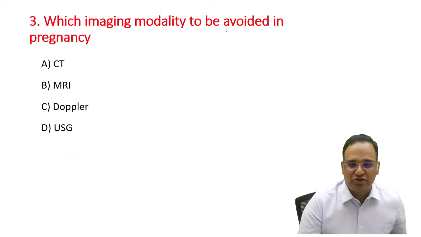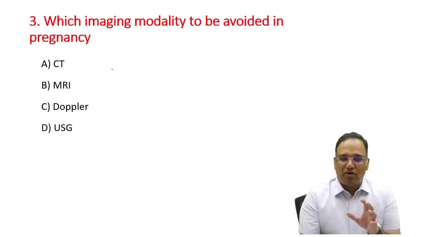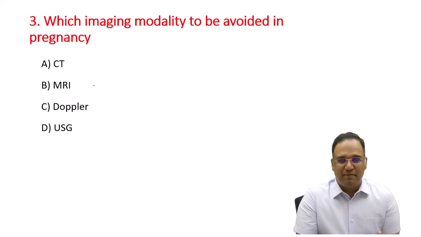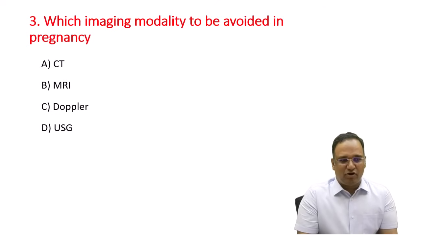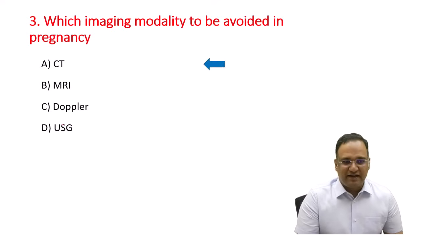Which of the imaging modalities should be avoided in pregnancy? Radiation should be avoided. I mean, even an X-ray should be taken only if it is necessary. And especially if you look at the options of CT, MRI, or Doppler and ultrasound, the right answer will be CT.